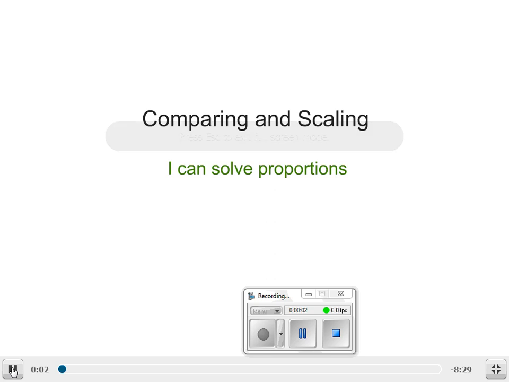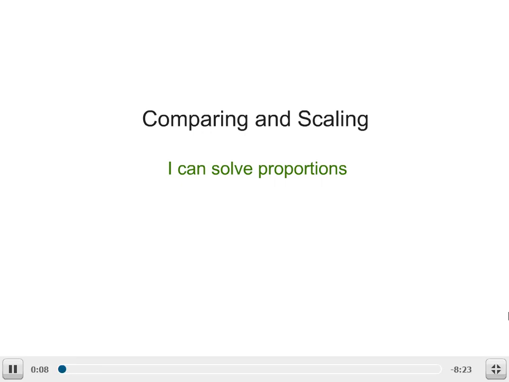Comparing and scaling, we're going to be looking at this for investigation 4. I can solve proportions. Pretty important as we go through the rest of this investigation. Now we're going to be able to figure out unit rates, but then compare it and see if they're actually in a proportional relationship. Let's take a look at some examples that we'll create.